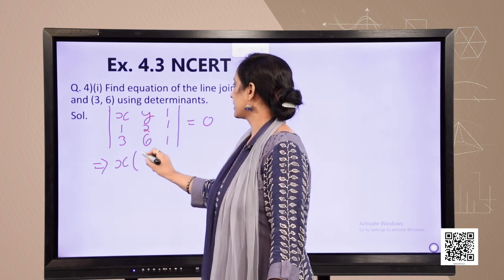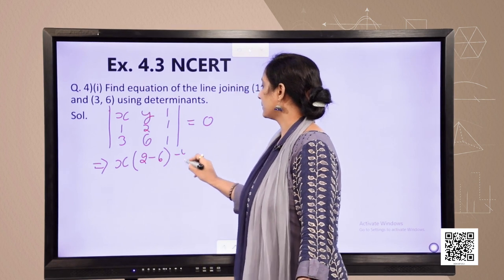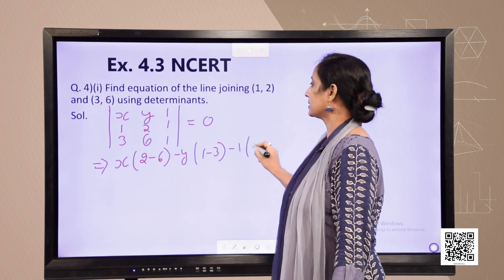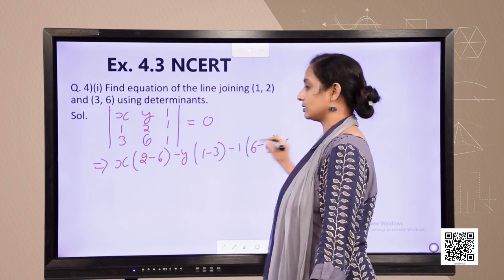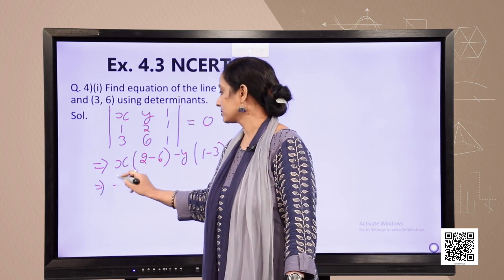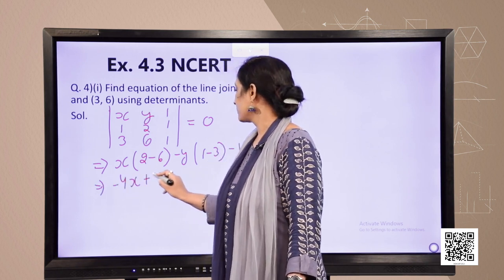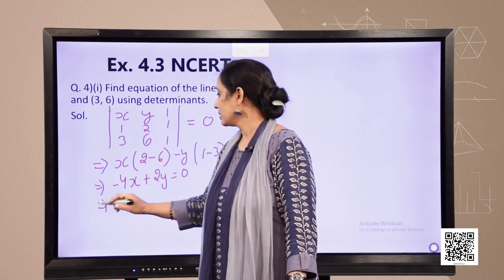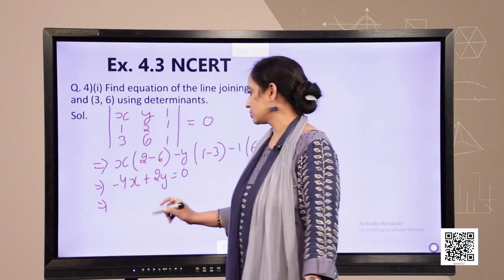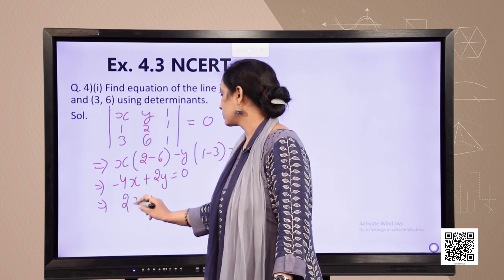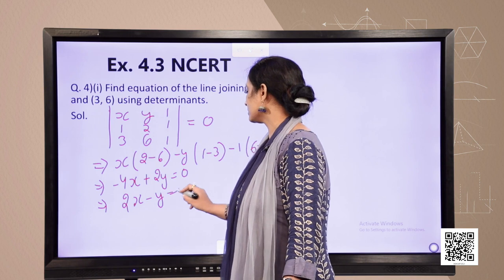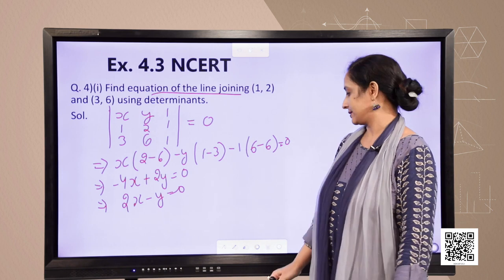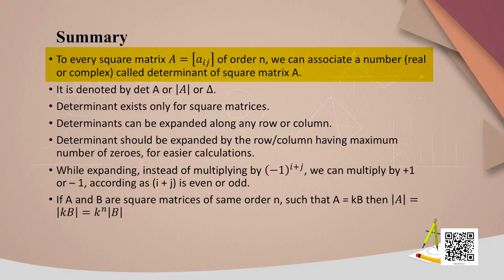X multiplied by 2 minus 6 minus y multiplied by 1 minus 3 minus 1 multiplied by 6 minus 6 is equal to 0. Let us simplify this. Minus 4x plus 2y, this is giving you 0, so equal to 0. Multiply throughout by minus 2. What will you get? 2x minus y is equal to 0, which is equation of the line joining given 2 points. Let us summarize whatever we have learned so far.